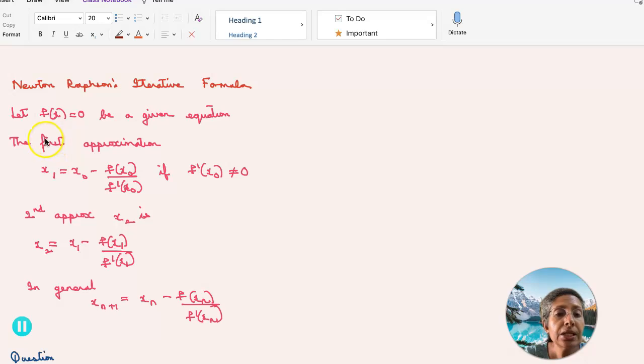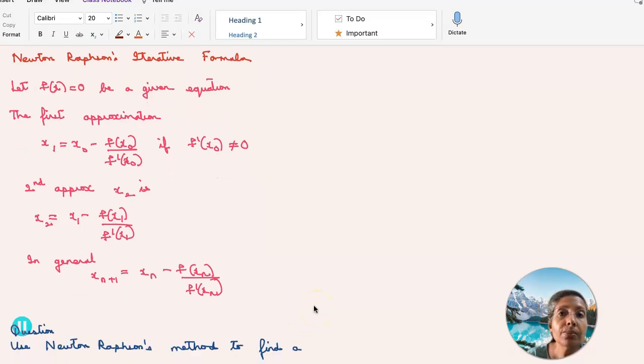So we start with, let f(x) equal to 0 be a given equation. The first approximation x1 equals x0 minus f of x0 by f dash x0, if f dash x0 is not equal to 0. Second approximation x2 is x1 minus f of x1 by f dash x1. So we replace x0 by x1. And in general, xn plus 1 is xn minus f of xn by f dash xn. So that's all you need to remember.